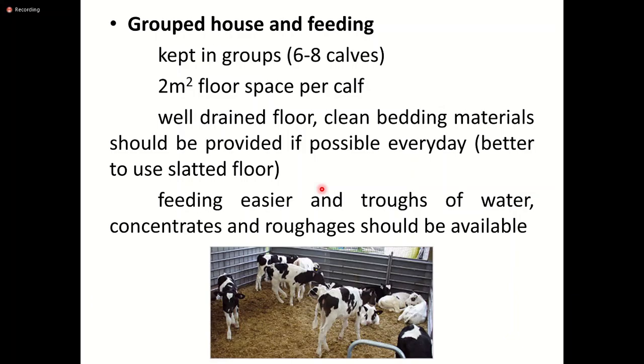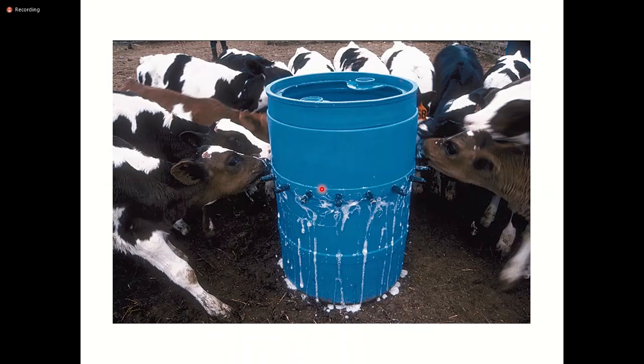Something like this is one way of providing milk for these animals because they are in large groups, right? Minimum 8 to 10 animals or 6 to this kind of a container with these nipples, right? So then they start drinking milk, water, and those kind of things has to be provided in this manner.